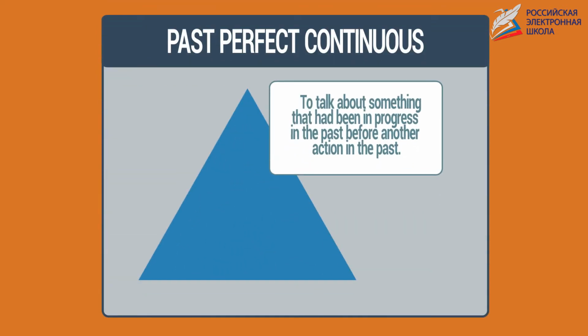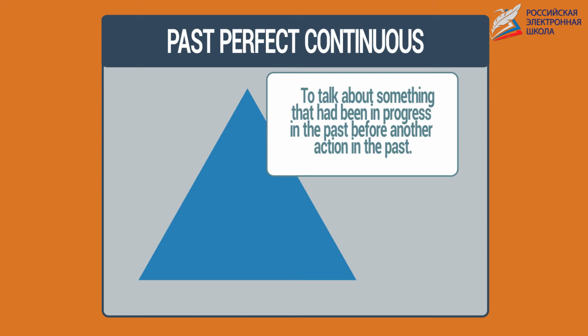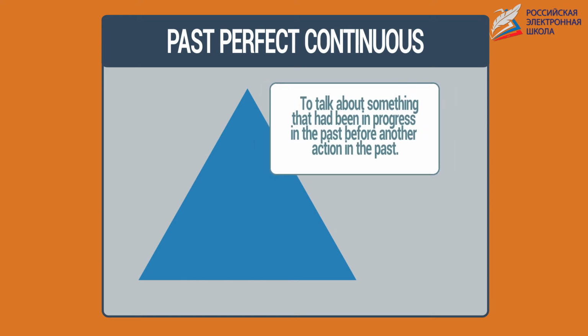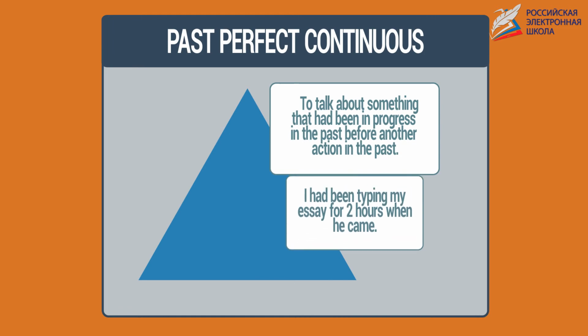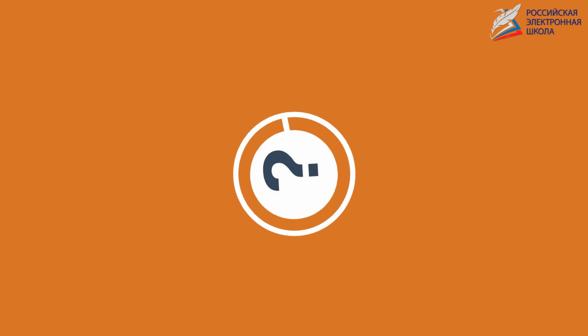We use past perfect continuous. 1. To talk about something that had been in progress in the past before another action in the past. For example, I had been typing my essay for 2 hours when he came. Time markers: since, for.